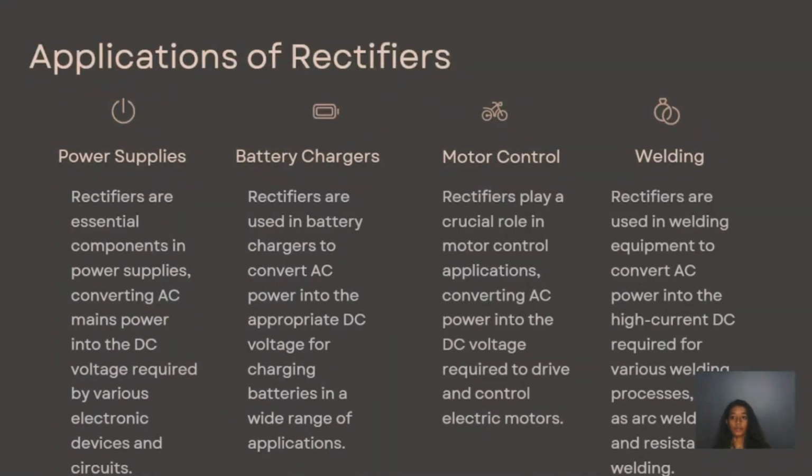Applications of rectifiers. Power supplies. Rectifiers are essential components in power supplies, converting AC mains power into the DC voltage required by various electronic devices and circuits. Battery chargers. Rectifiers are used in battery chargers to convert AC power into the appropriate DC voltage for charging batteries in a wide range of applications.